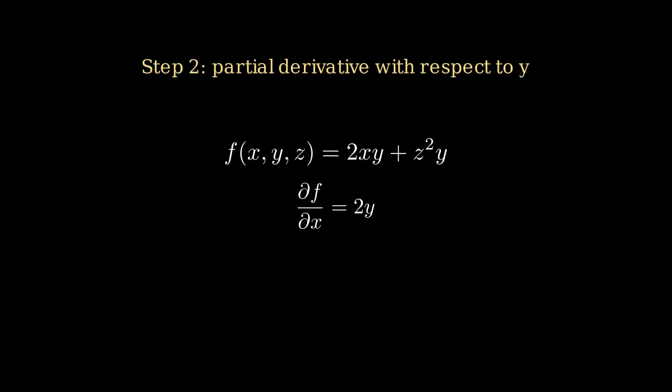Step 2. Find ∂f/∂y. Freeze x and z. The 2xy term differentiates to 2x, and the z squared y term differentiates to z squared, since z squared is treated as a constant multiplier. So ∂f/∂y equals 2x plus z squared. Step 3. Find ∂f/∂z. Freeze x and y. The 2xy term has no z in it, so it vanishes, and the z squared y term differentiates to 2zy. So ∂f/∂z equals 2zy.